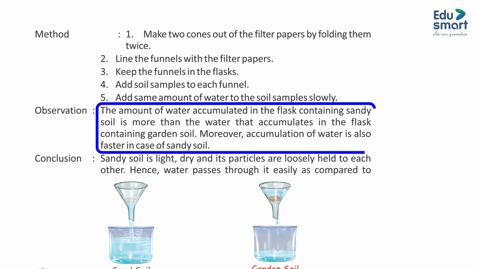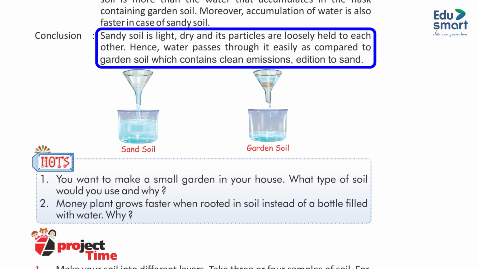Observation: the amount of water accumulated in the flask containing sandy soil is more than the water that accumulates in the flask containing garden soil. Moreover, accumulation of water is also faster in case of sandy soil. Conclusion: sandy soil is light, dry, and its particles are loosely held to each other. Hence, water passes through it easily as compared to garden soil, which contains clay and humus in addition to sand.